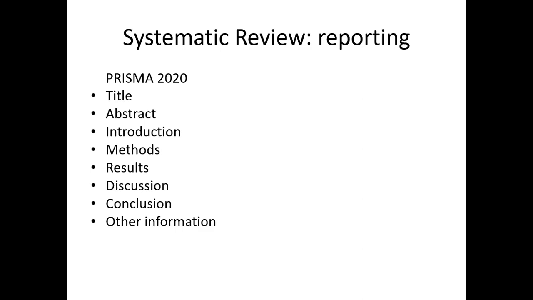So it starts with the title. This is just a summary to give an idea, but the full details you get from Prisma. Title, abstracts, introduction, method, result, discussion, conclusion, and other information should be stated there, like how your research was funded. Information should be clear. You register, your review was registered. So those other information should also appear clearly.